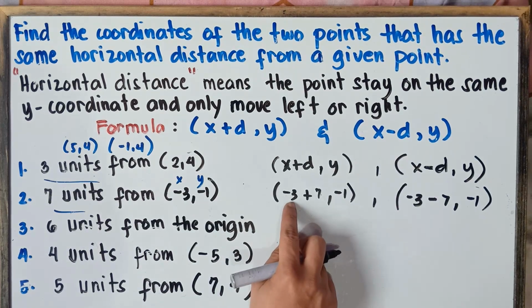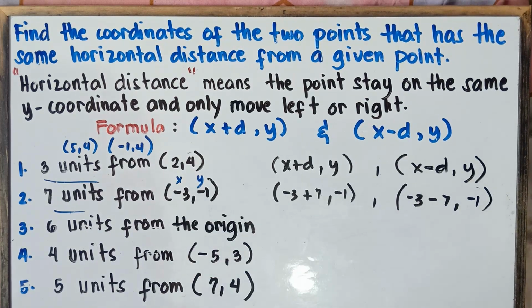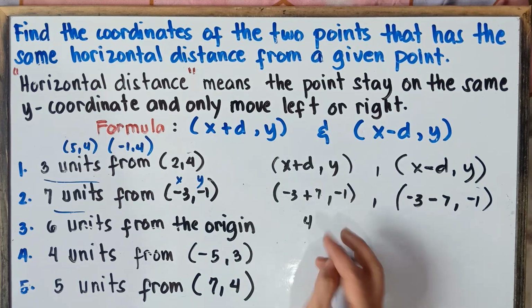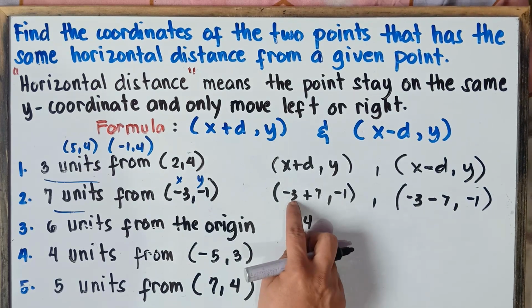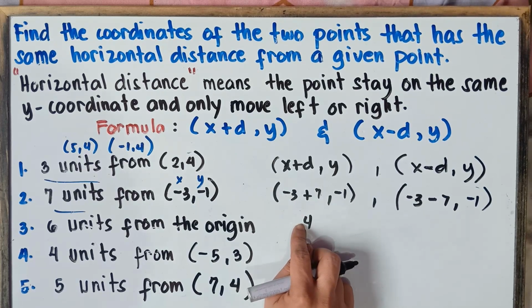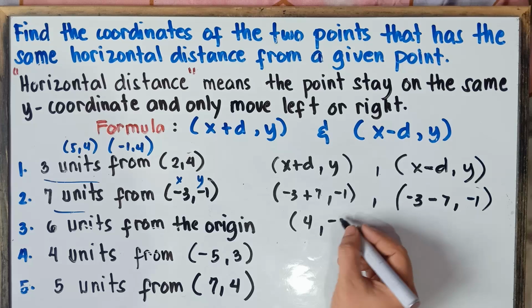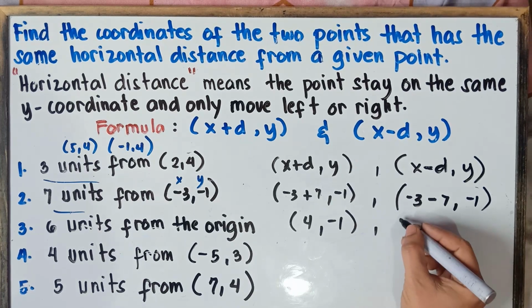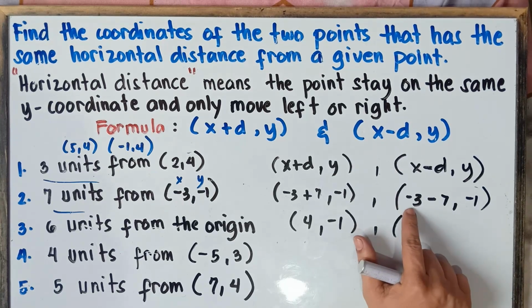Alright, so negative 3 plus 7, what's the answer, class? Unlike signs. That's correct. If the signs are not the same, you subtract. 7 minus 3 is 4. Now 7 is greater than 3, we copy the sign of 7. That would be positive 4. And then comma, and then negative 1. That would be our first point, class. That's it, class. Easy as that. 4 and then negative 1. And then our second point, so negative 3 minus 7.